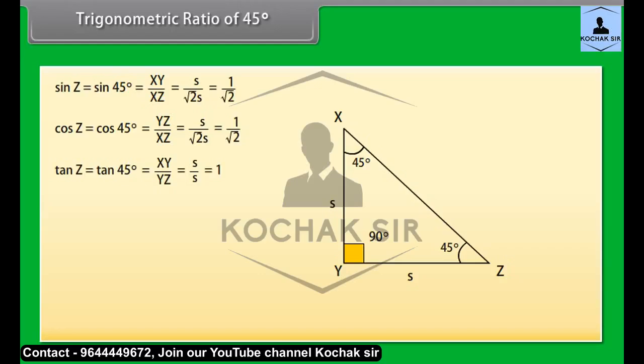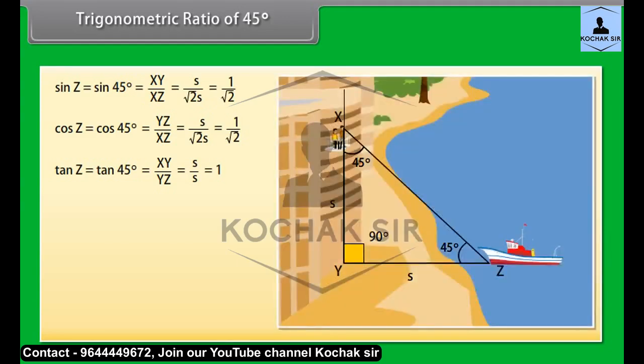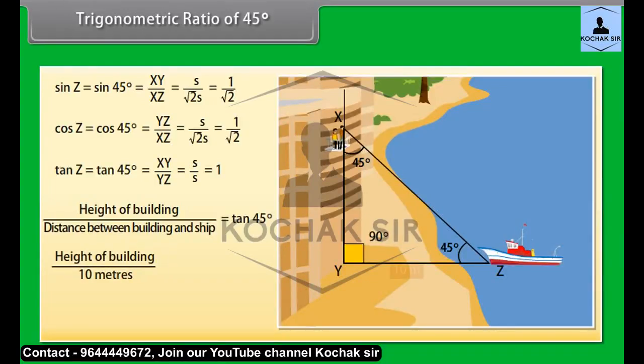Recall the discussion of Vedika and Anvesha at the beginning of the lesson. Height of building upon distance between building and ship is equal to tan 45 degree. By substituting the values, we get height of building upon 10 meters, which equals 1. Therefore, height of building is equal to 10 meters.